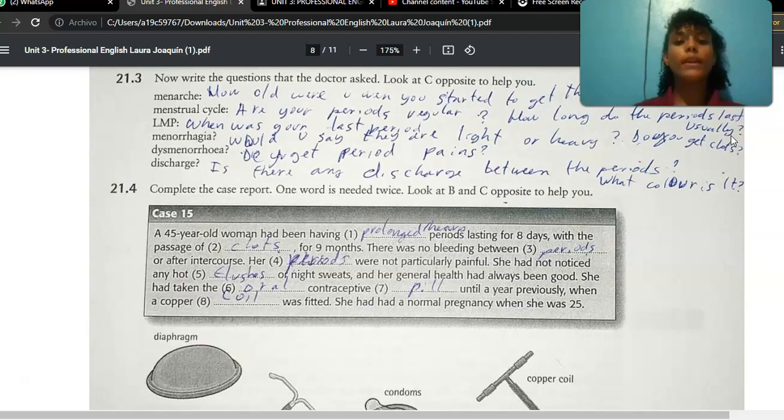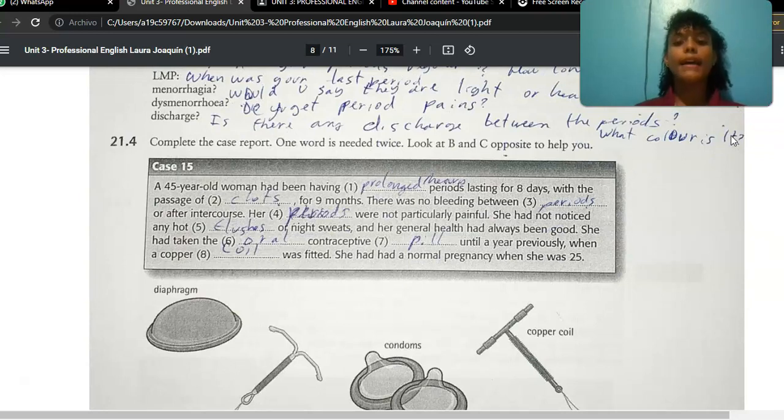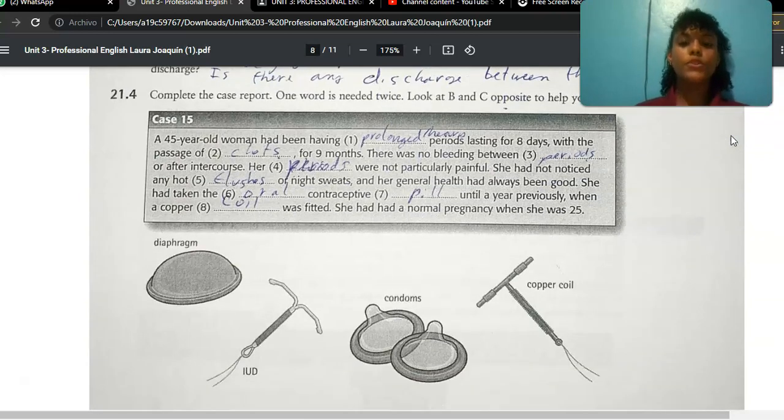A 45-year-old woman had been having prolonged or heavy periods lasting for 8 days with the passage of clots for 9 months. There was no bleeding between periods or after intercourse. Her periods were not particularly painful. She had not noticed any hot flushes or night sweats, and her general health had always been good. She had taken the oral contraceptive pill until a year previously, when a copper coil was fitted. She had had a normal pregnancy when she was 25.